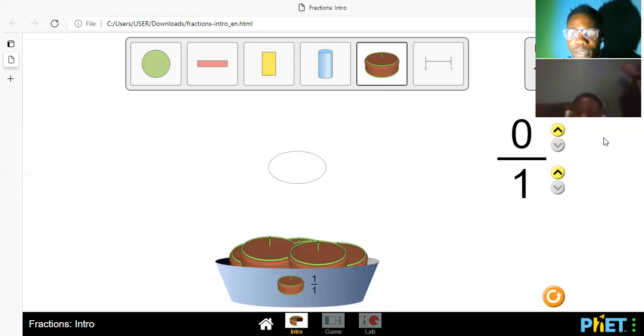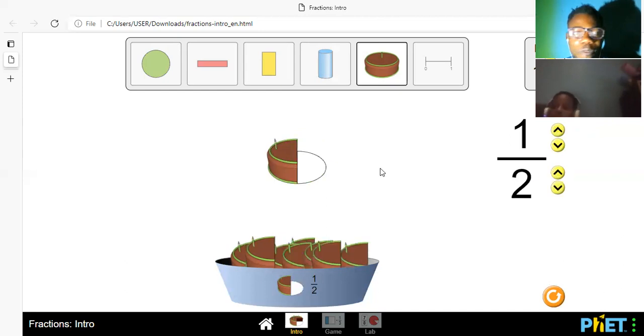Take for instance, I have a cake. Can you see the cake? Yes. Okay, so this is half a cake, right? Take for instance, you are supposed to have one cake. Mommy now said you and Bossy should share the cake in halves. You should take half and Bossy also should take half.